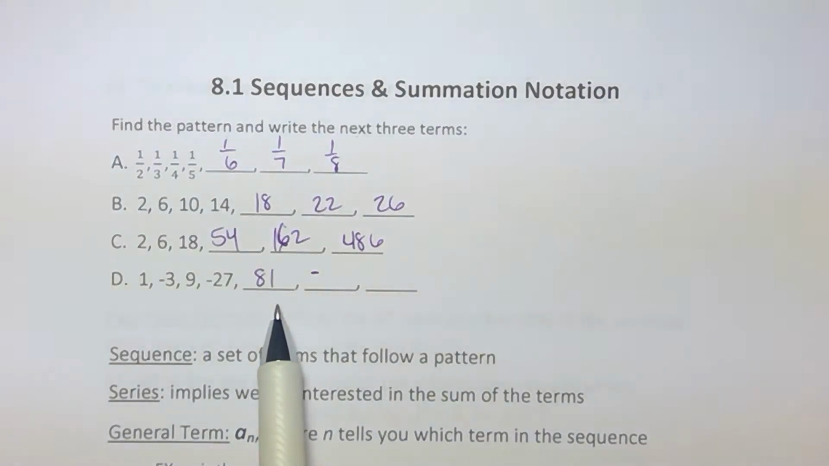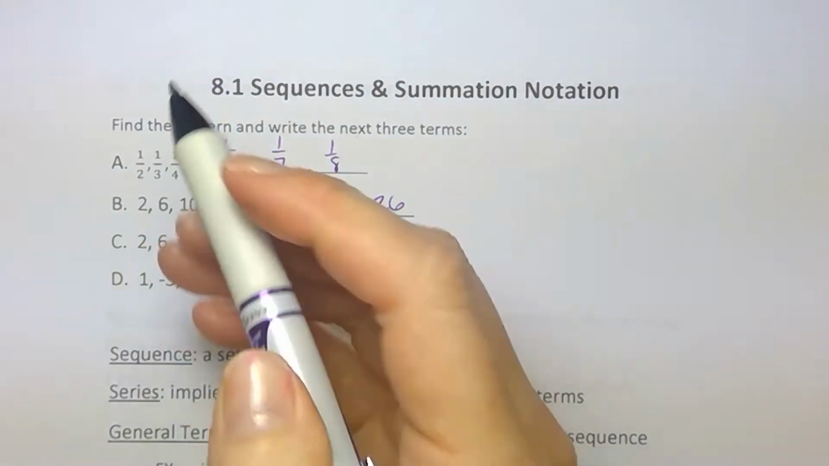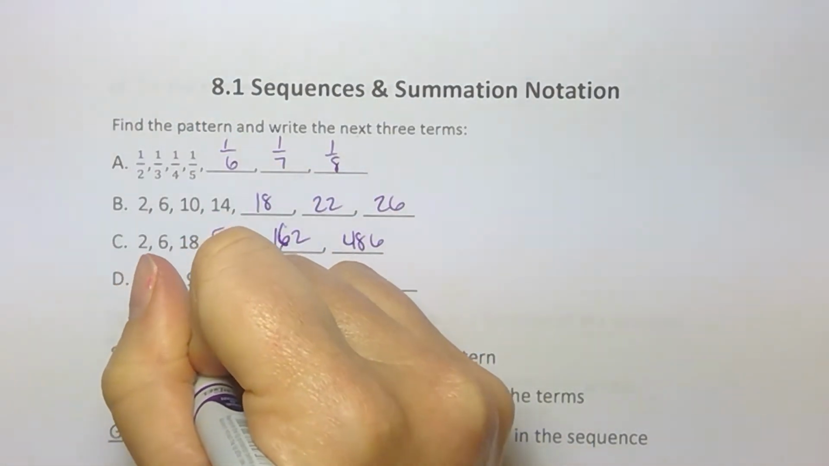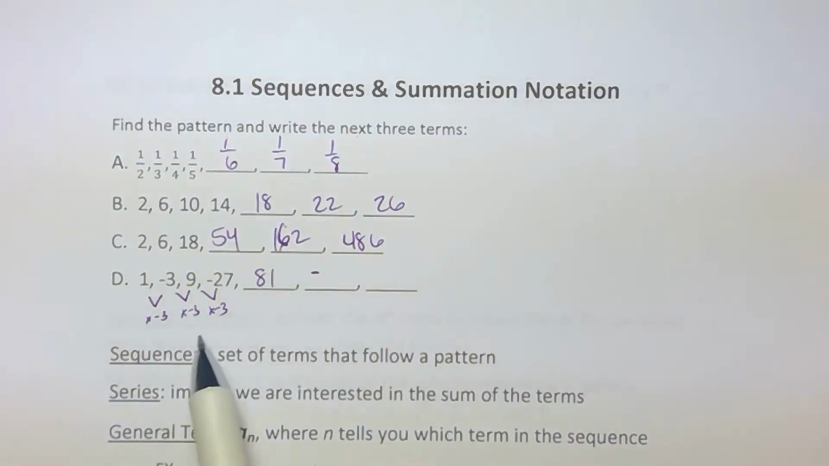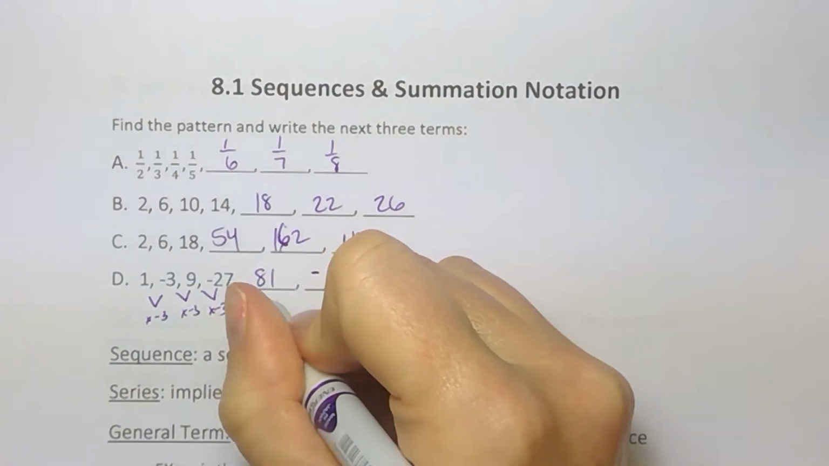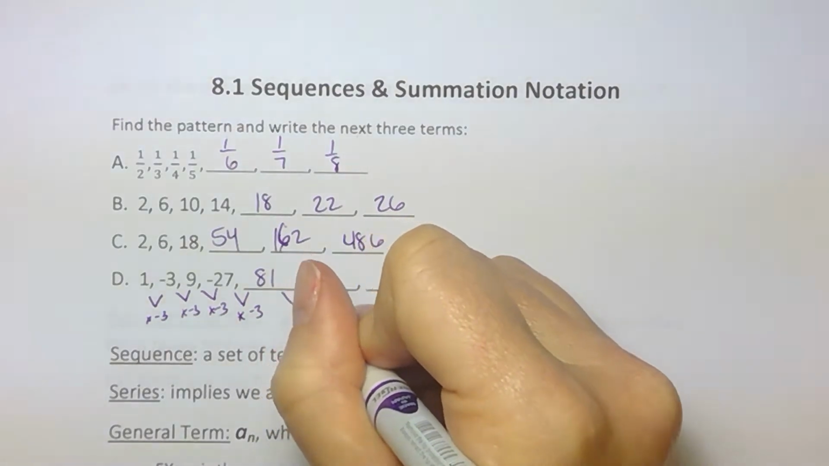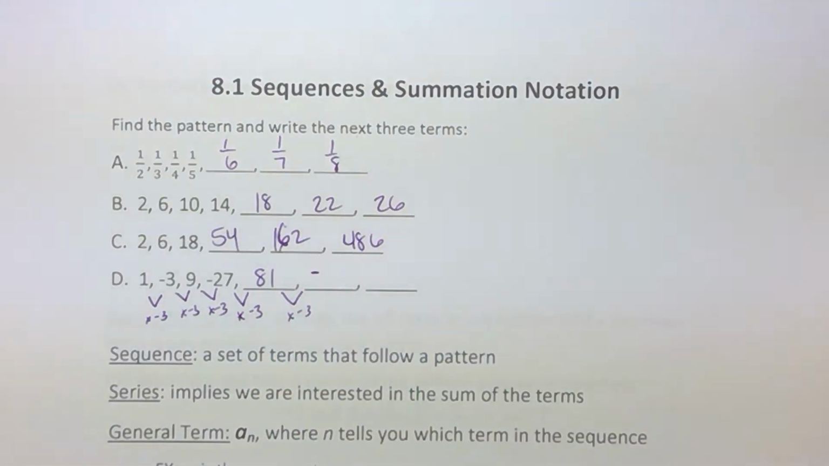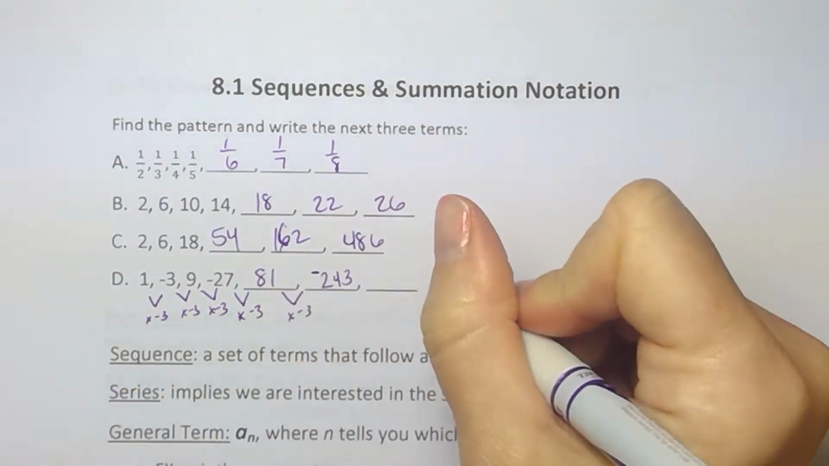Actually, okay, so I'm not multiplying times 3, I'm multiplying times -3. 1 times -3 is -3. -3 times -3 is positive 9. So I could write it down here, times -3, times -3, times -3. Multiplying by that negative causes my sign to alternate. So when I multiply a negative times a negative, I get a positive. When I take that positive and I multiply it times a negative, it becomes negative again. So I have a -243 there.